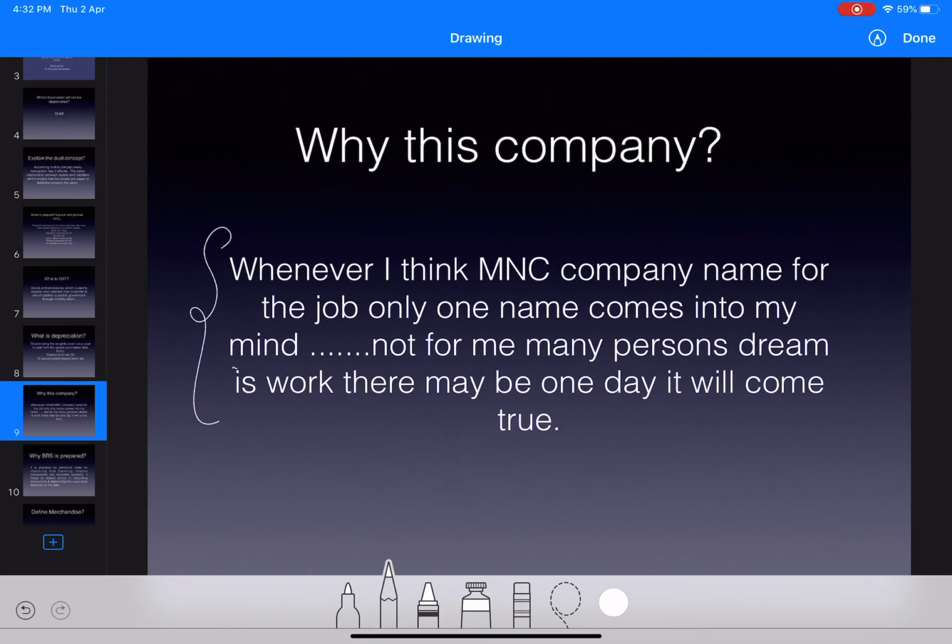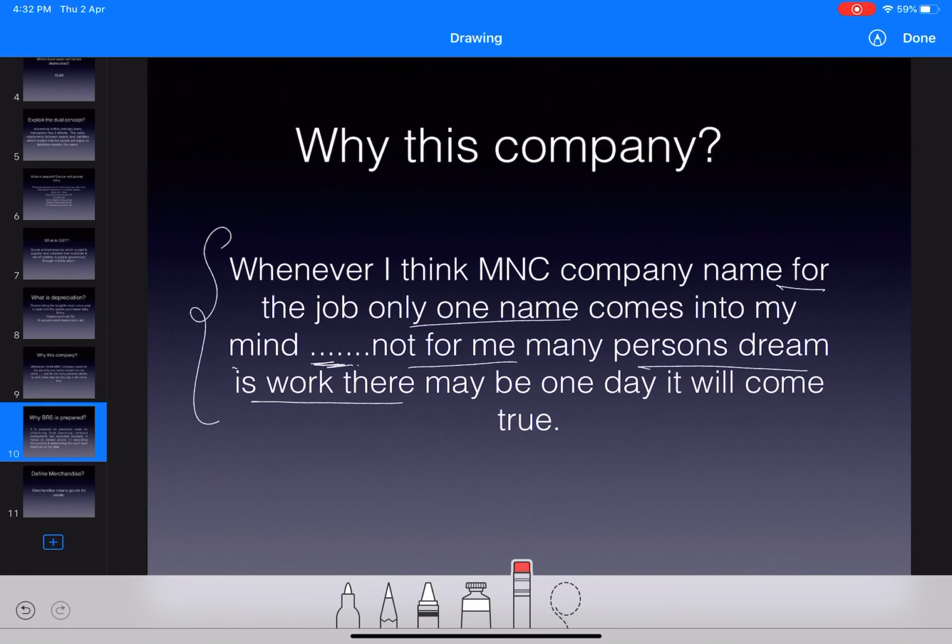I have just written a few lines about it: whenever I think of an MNC for a job, only one name comes into my mind, and here you have to fill in the name of the company. Accenture, Google, Microsoft, Capgemini, whatever it is. Many people dream of working there. Maybe one day it will come true. So this type of answer you can give.